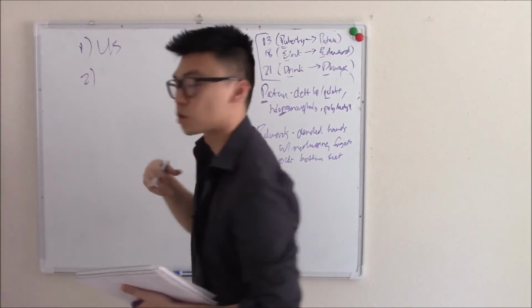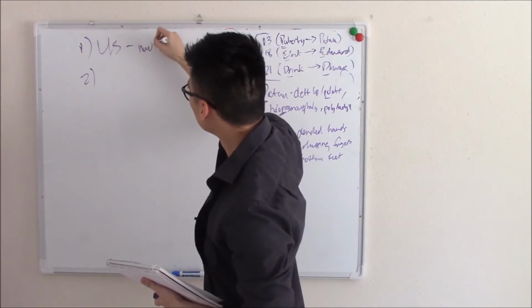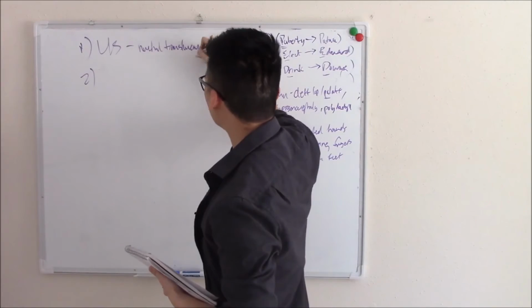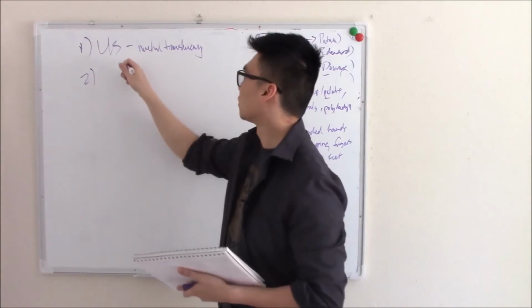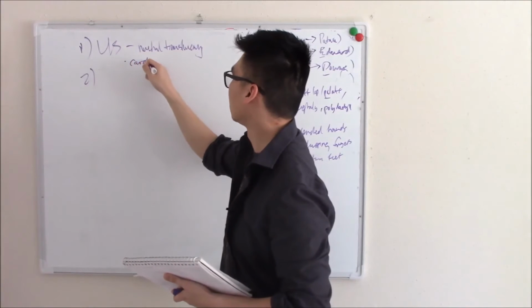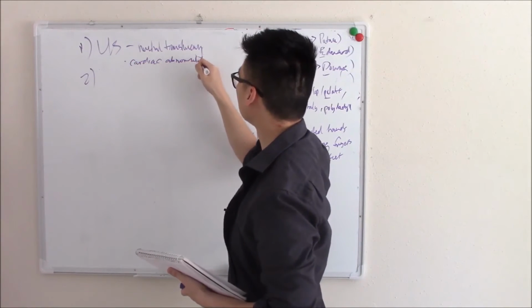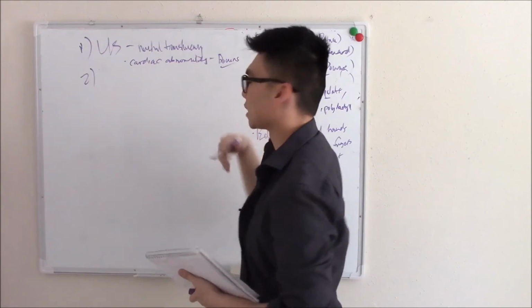looking for nuchal translucency, which is basically a pocket of fluid on the back of your neck, and that fluid can collect if you have cardiac abnormalities. Classically seen in Downs, but that's somewhat non-specific.